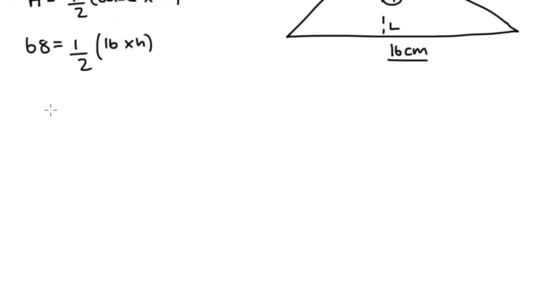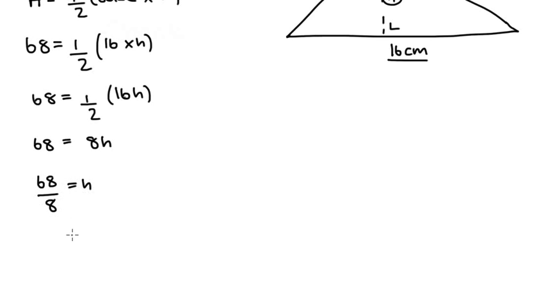So again, I'm going to fill in every single step, but a couple of these could be skipped. So half of 16h. So half multiplied by 16h is going to give me 8h, because 16 divided by 2 gives me 8. So it's going to be 68 divided by 8 is going to give me h. So h is going to be equal to 8.5.